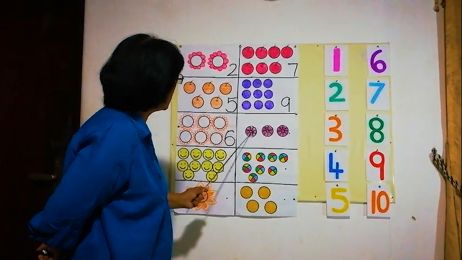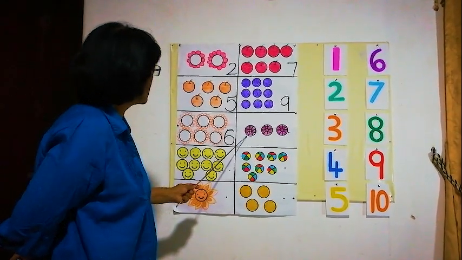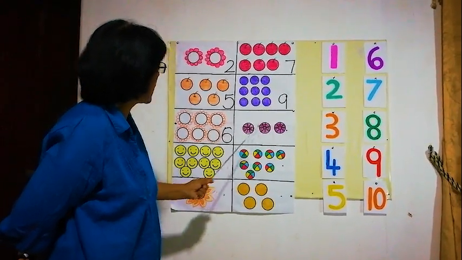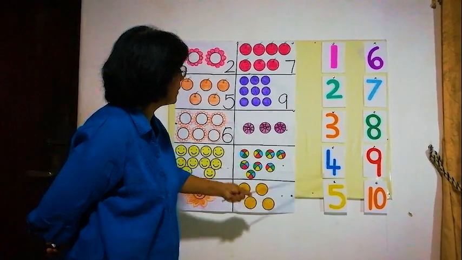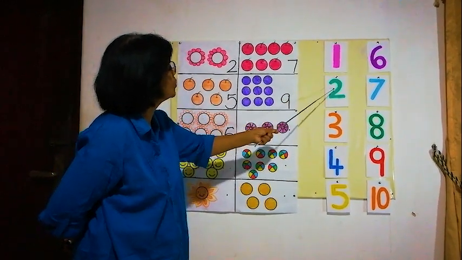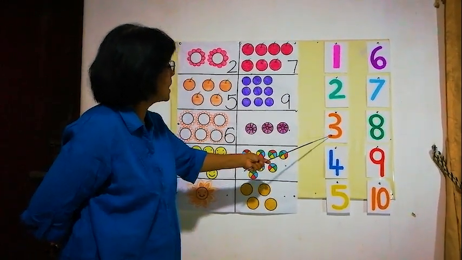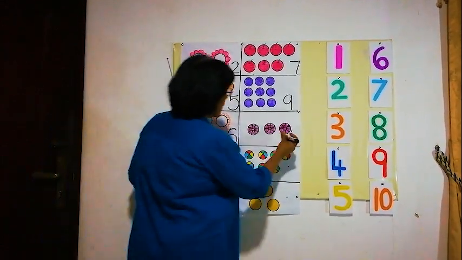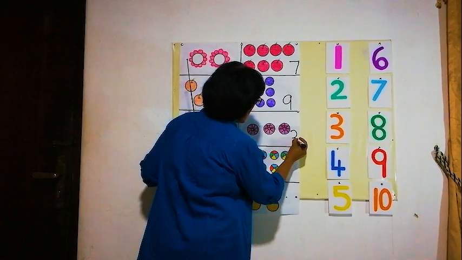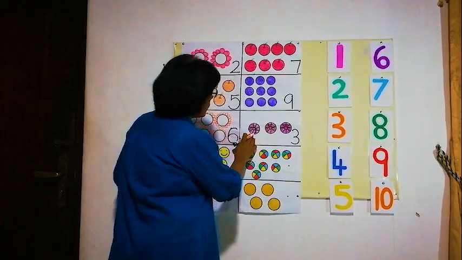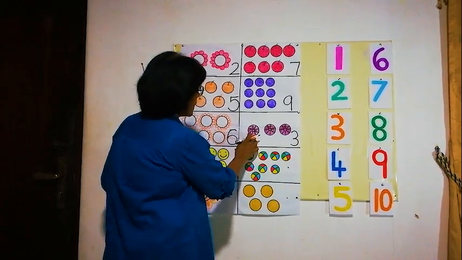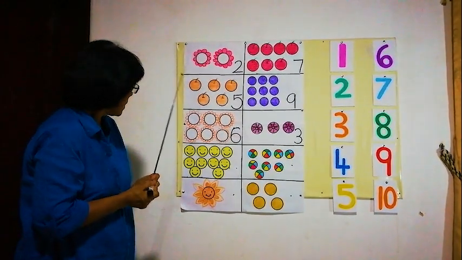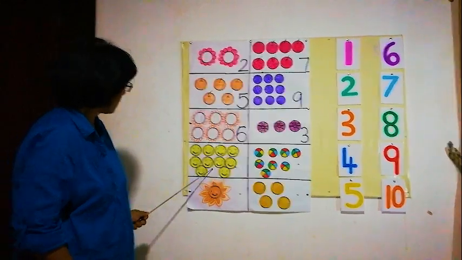Now here, wheels. How many wheels here? 1, 2, 3. 3 wheels. Where's number 3 from this side? We'll find 1 here, 2 here, 3. Number 3. We'll write here number 3. 3 wheels. 1, 2, 3. Right?